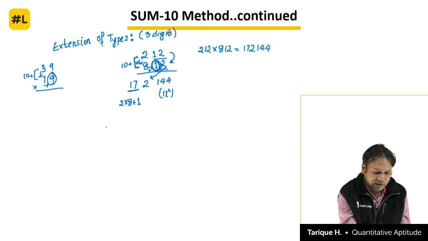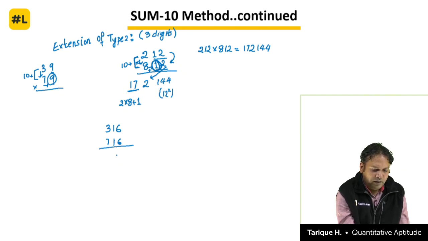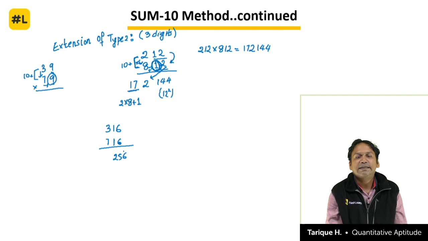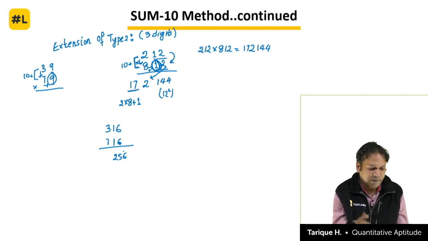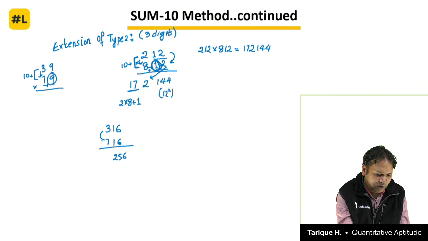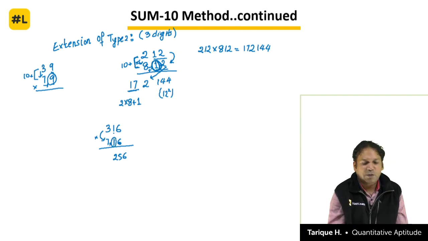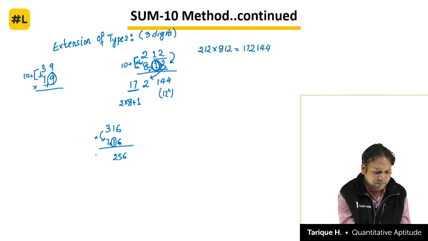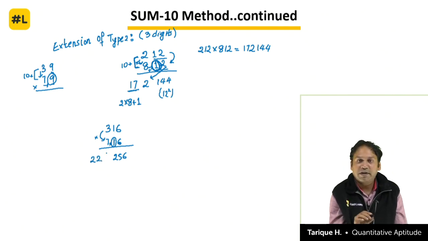Okay, let's take one more example. Let's take for example 316 into 716. So first thing to do is 16 square. First you understand this, 16 square, 256, that should be done. Now multiply 3 into 7, 21, and add the number 1 to it. Please observe here, 3 into 7, 21 plus 1, 22, done, very simple.